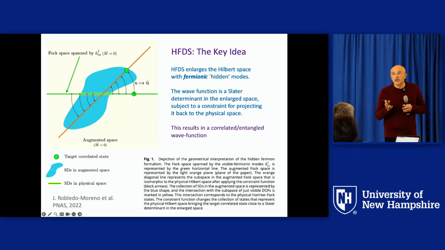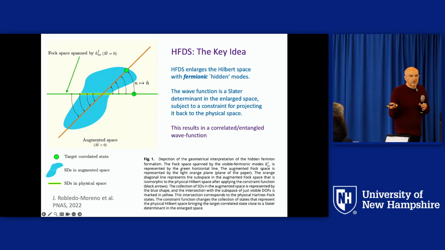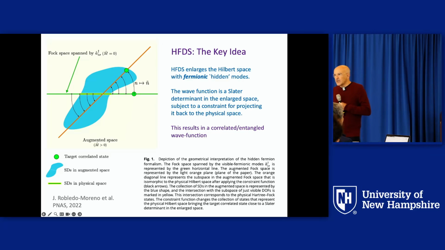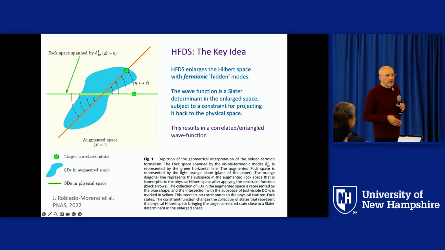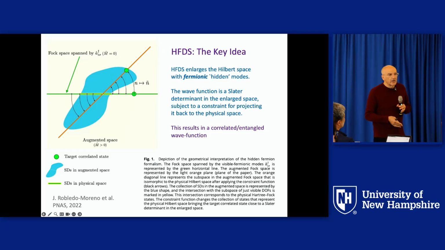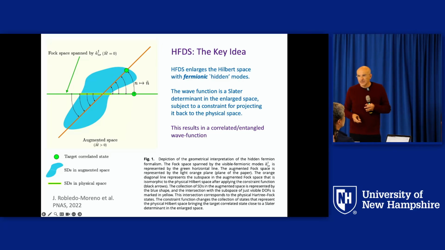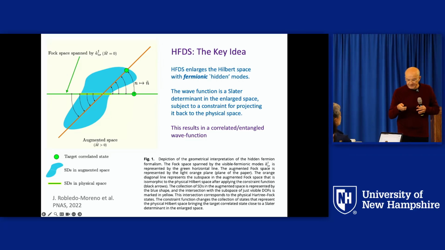So that's the idea. And in fact, it can be proven that any quantum mechanical wave function can be brought to the form of a Slater determinant, provided you enlarge the Hilbert space to a large enough dimension, and you have a projection rule, and that's the key thing, which takes you back to the physical space. So you bring in correlations or entanglement by the projection mechanism.